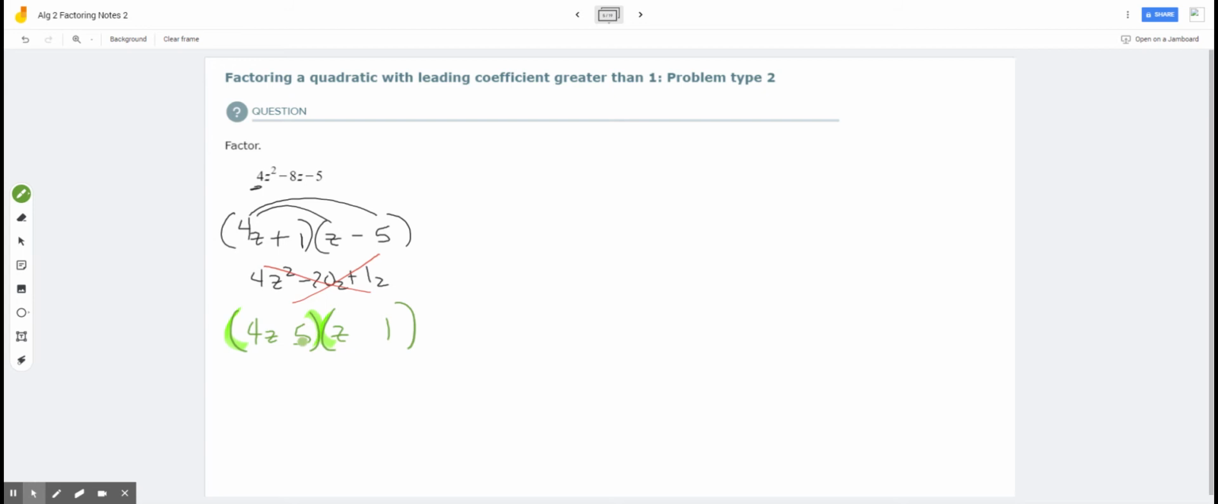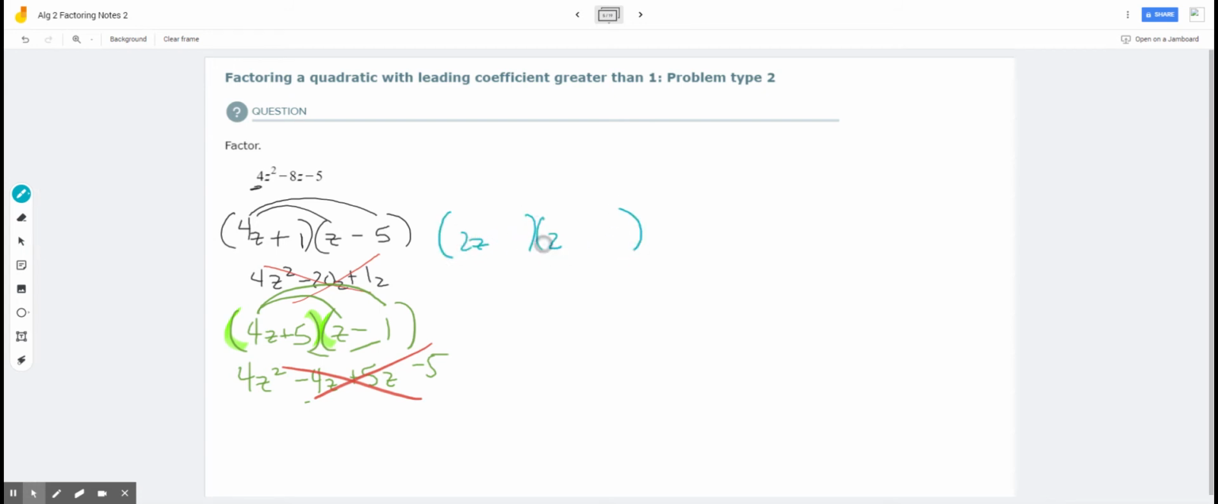So we have options here, plus, minus. Check 4z squared minus 4z plus 5z minus 5. That's not going to get us there. That's a 1z. Nope, not going to work. So now let's try, instead of 4 and 1, let's try 2 and 2. Okay, so let's go.